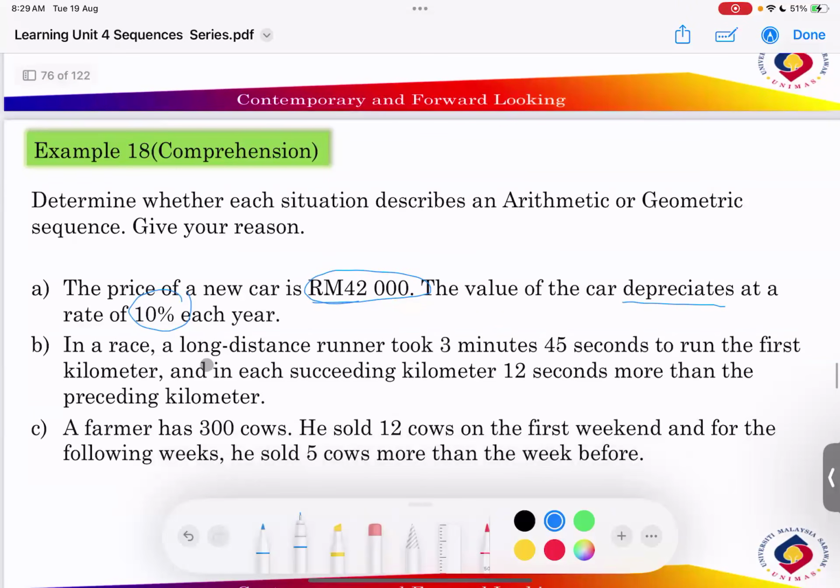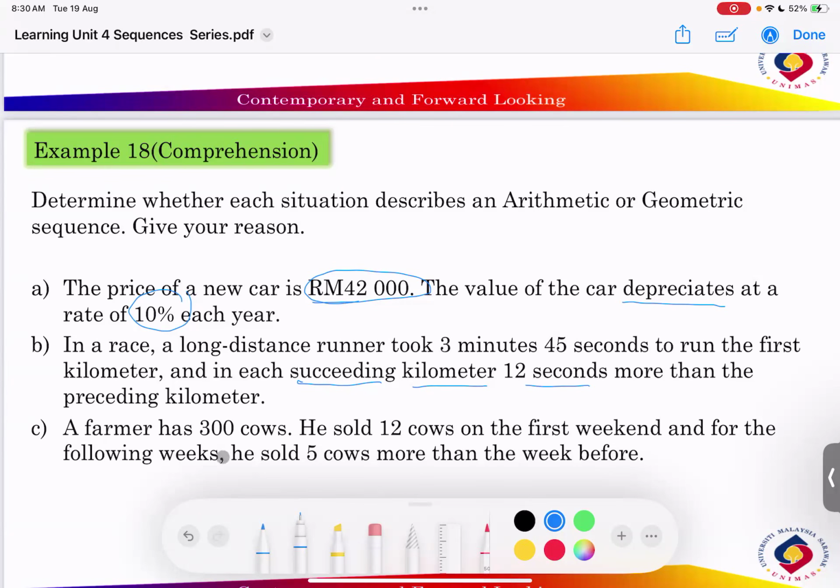So question B, in a race, a long distance runner took 3 minutes 45 seconds to run the first kilometer, and in each succeeding kilometer, 12 seconds more than the preceding kilometer. It also means that they need 12 seconds more than the preceding one. So this runner took longer to run every 1 kilometer. Maybe this runner is getting tired. So what do you think? Is it arithmetic or geometric?